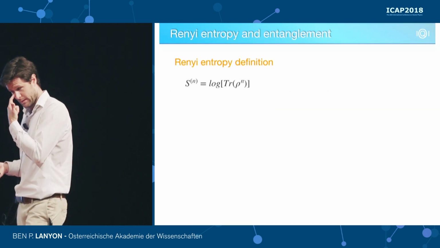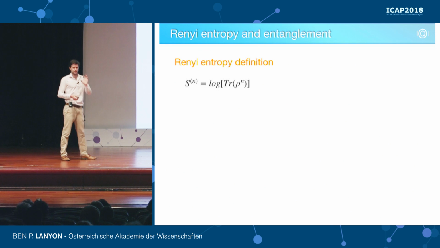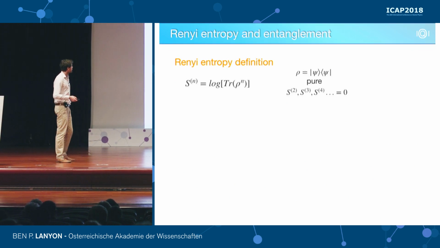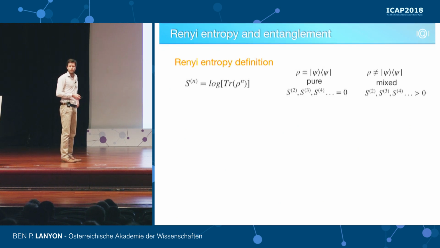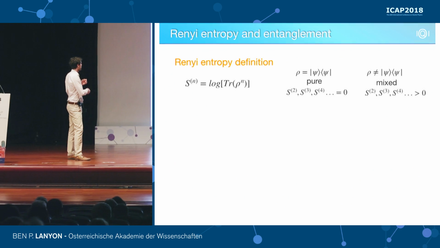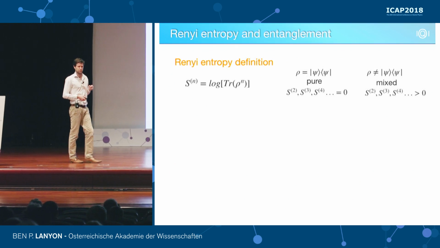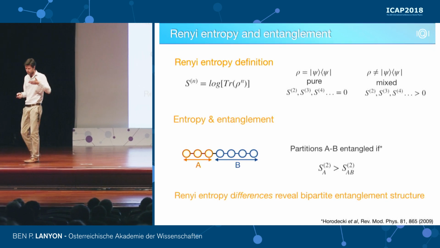So I'll start with a definition of Rényi entropy. A few people have mentioned it. The Rényi entropy takes the density matrix of the system you're interested in, rho, to some power n. You take the trace, you take the log to your favorite base, and this is the Rényi entropy. In the case of pure states, the higher order Rényi entropies are 0, and in the case of mixed states, they're greater than 0. So it quantifies somehow how much mixture is in the system. For the case where n is 2, you might recognize this as just the purity of the system, trace rho squared.